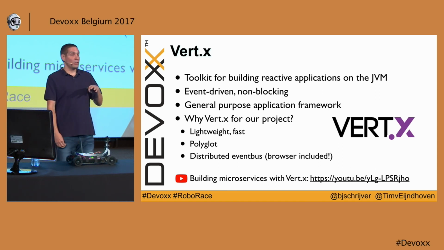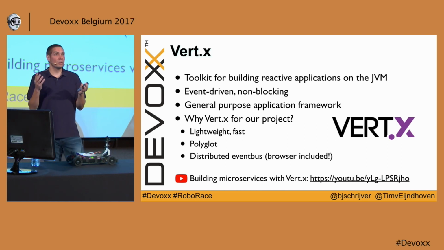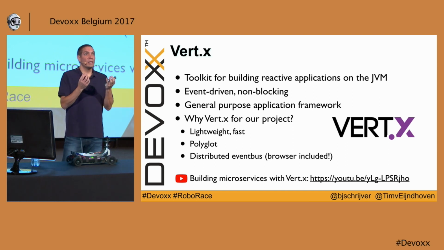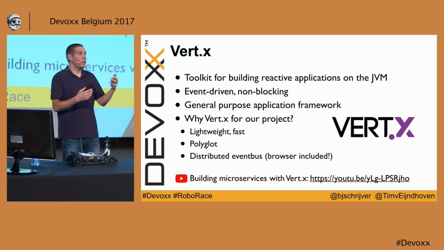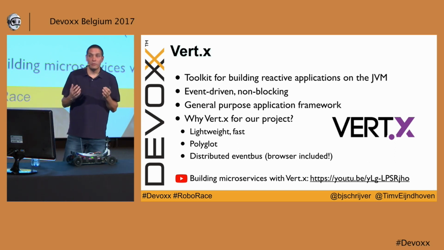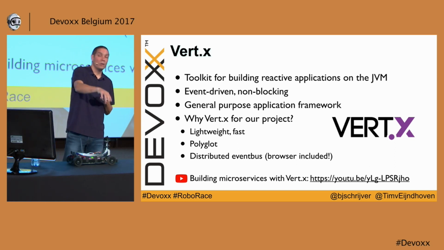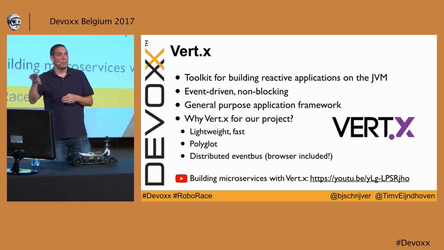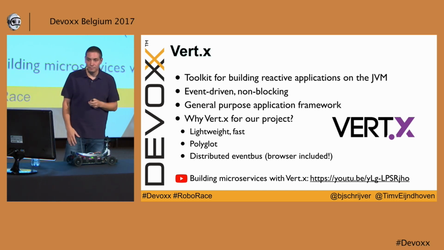And the main thing for us is that Vert.x has a distributed event bus. So with Vert.x, you program what you could call services, and these services are all connected together through the Vert.x event bus, so you can send messages to each other. And this event bus also works over the network and even all the way to the browser. So by using Vert.x, with just a few lines of code, we can have code running on the Raspberry Pi on the car, code running on our laptop, and code running in the browser, and we can easily send messages between all those stations.